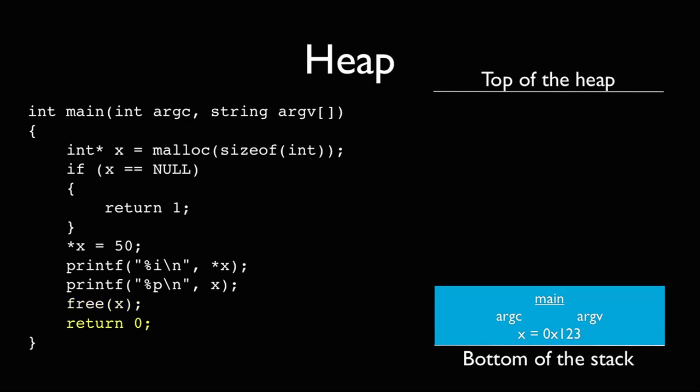Now free will return. Notice that x is still 0x123, but that is now not valid memory. We no longer should use that. We should no longer dereference x.